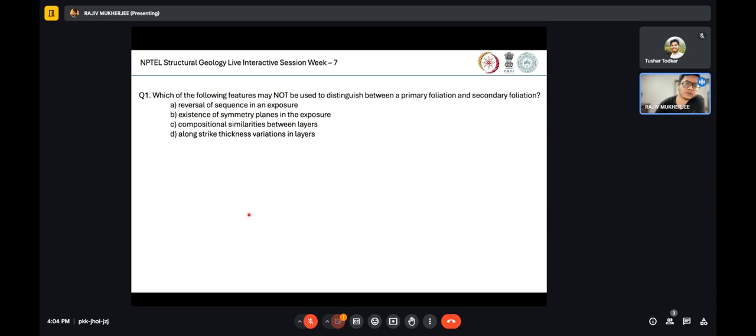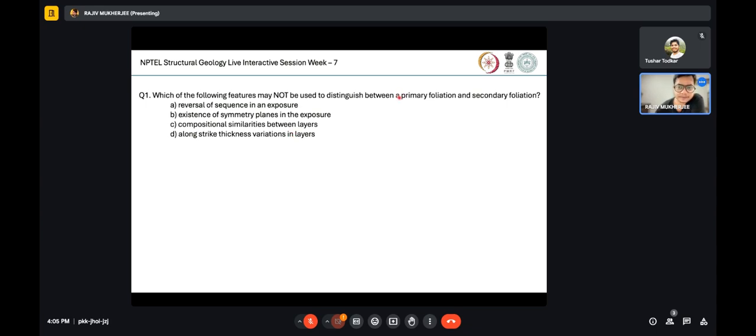Okay, so the first question asks which of the following features may not be used to distinguish between a primary foliation and secondary foliation? And the options are given. Option A, reversal of sequence in an exposure. Option B, existence of symmetry planes in the exposure. Option C, compositional similarities between layers. And option D, along strike thickness variations in layers.